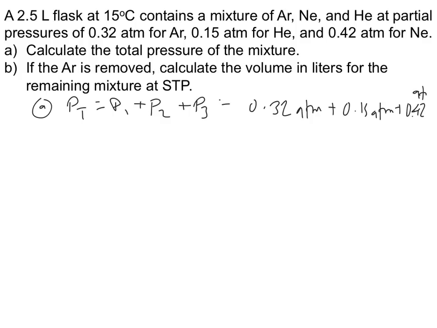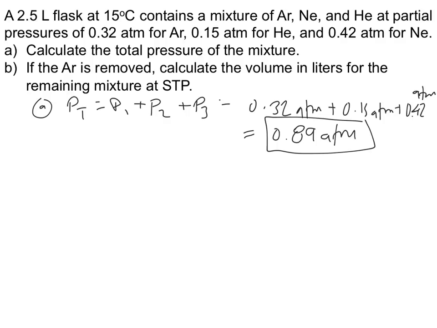Now guys, if they give us all of these partial pressures in the same units, we can do a direct summation, but please make sure that all the units are the same. You can't add up atm and torr. You'd have to do a pressure conversion before you plug this into the equation. If we plug this in our calculator, this is going to give us 0.89 atm.